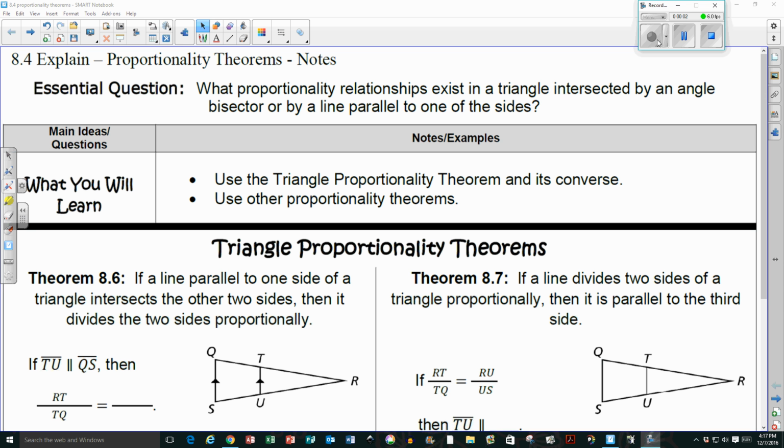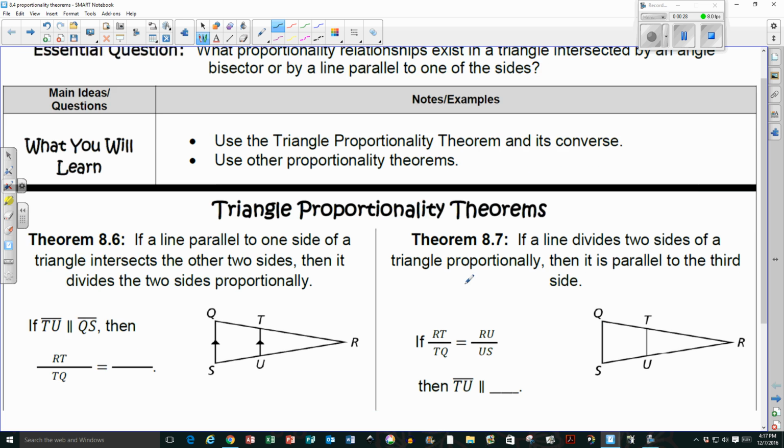Okay, so this is our last lesson over similarity this semester, and it's short and sweet, and it is the easiest of all. So we're doing proportionality theorems. What proportionality relationship exists in a triangle intersected by an angle bisector or by a line parallel to one of the sides? So we're going to use the triangle proportionality theorem, the converse, and a couple of other theorems as well.